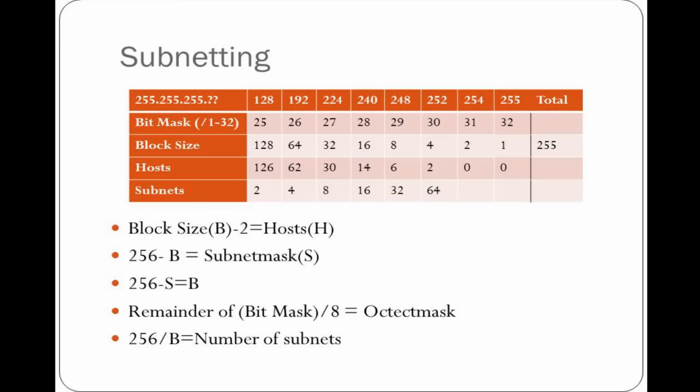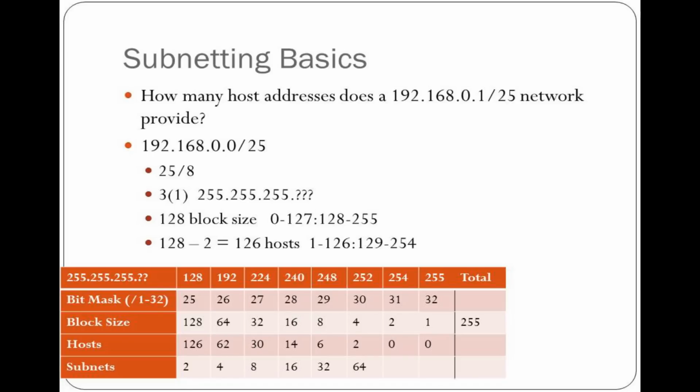Now we will go over what we have just learned and some practical examples as a way to make sense of the subnetting concepts we just covered. We are first asked, how many host addresses does a 192.168.0.1/25 network provide? In order to find the amount of available IP addresses, we need to find the block size.